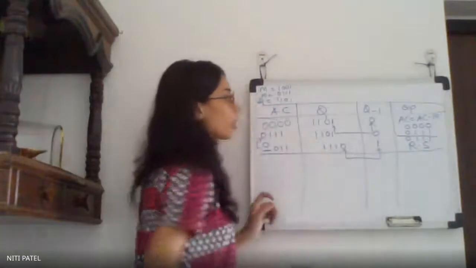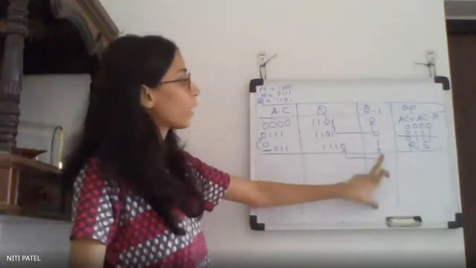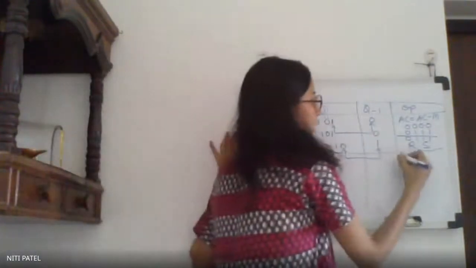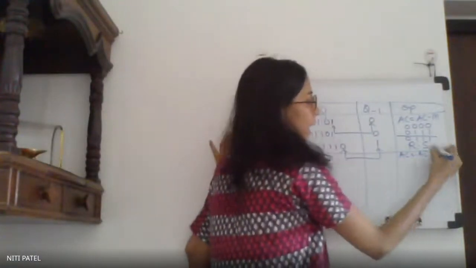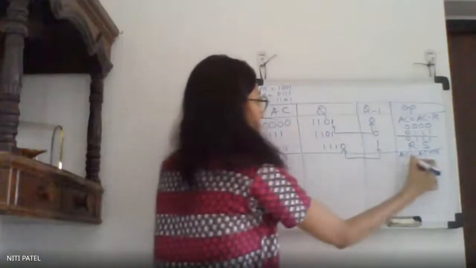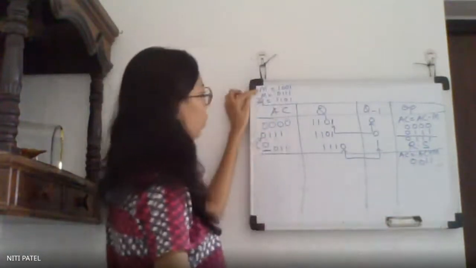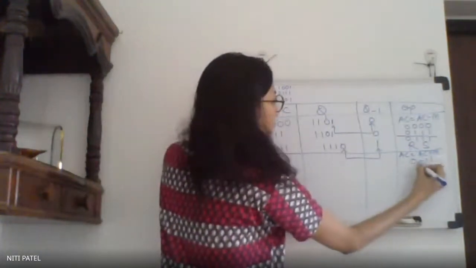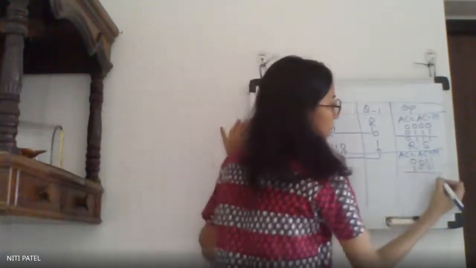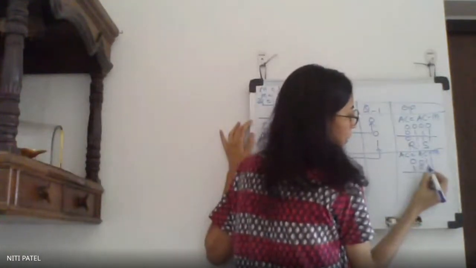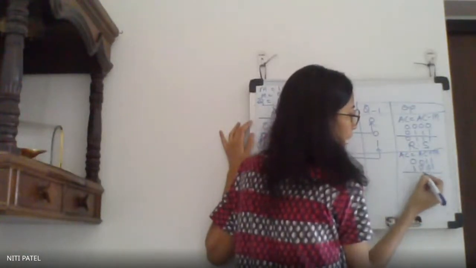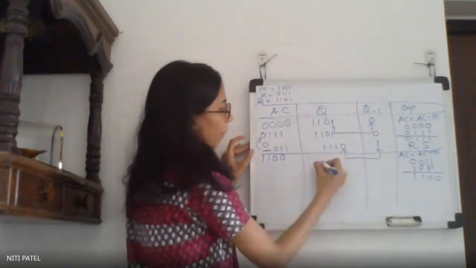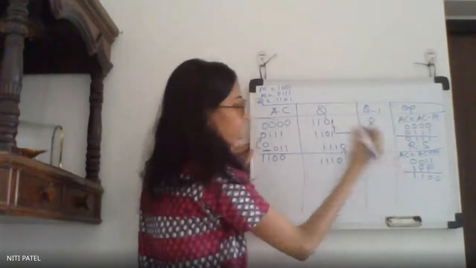Check the next bit of Q0 as 0, Q -1 as 1. If it is 0 and 1, what do I do? AC is equal to AC plus M. What is the value of AC? 0011. What is the value of plus M? It is nothing but -7, so it is 1001. So 1 plus 1 is 0, carry 1; 1 plus 0 is 1; 1 plus 1 is 0, carry 1; 1 and 1. So 1100 into accumulator, copy Q as it is, Q -1 as it is.